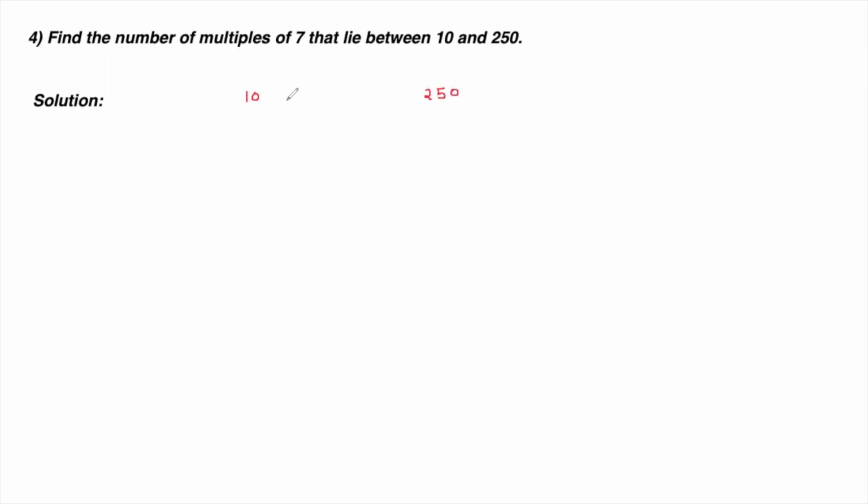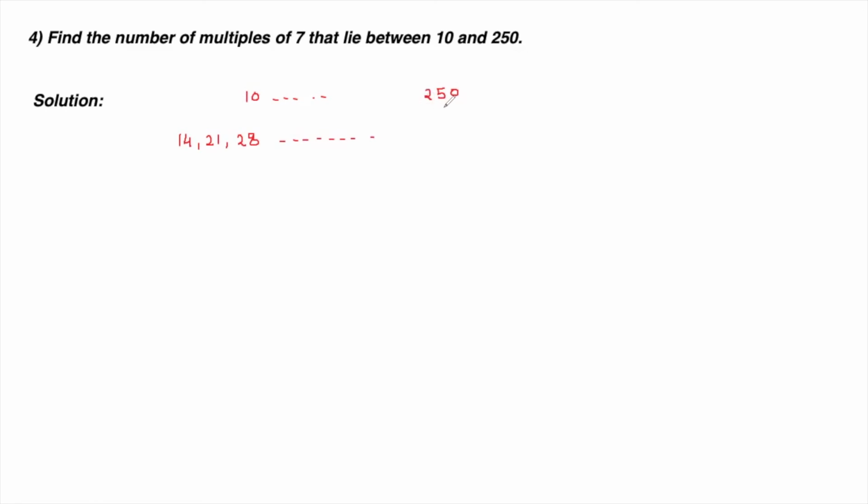Okay, fine. So what we will do is find the first multiple of 7 that comes just after 10, and that would be 14. So after 14, the next term would be 21, the next term 28, and so on. And the series goes on like this until 250.